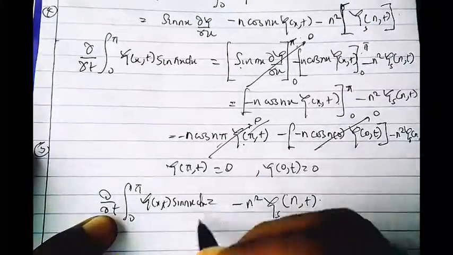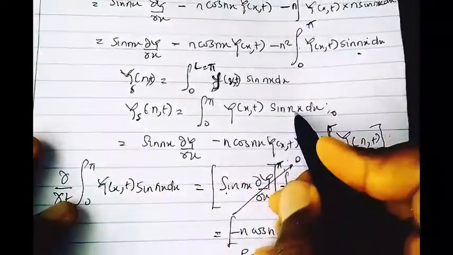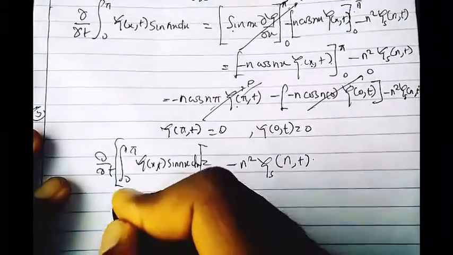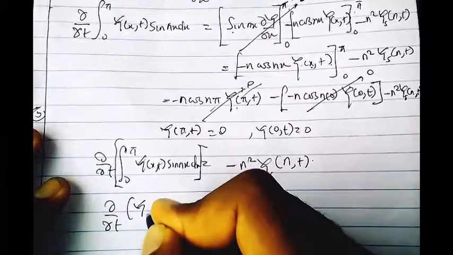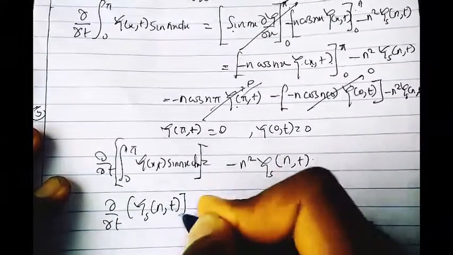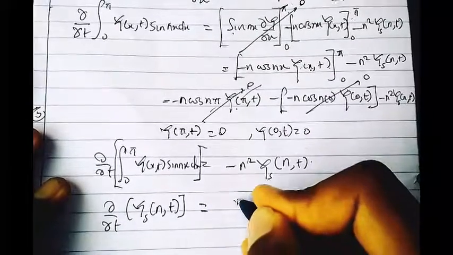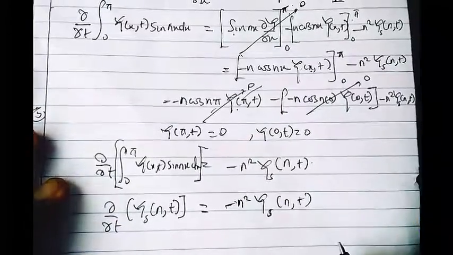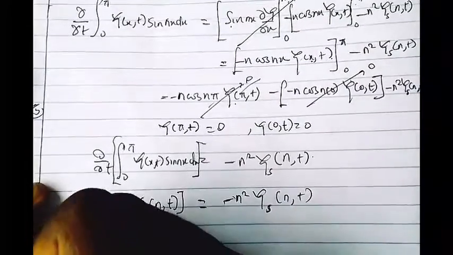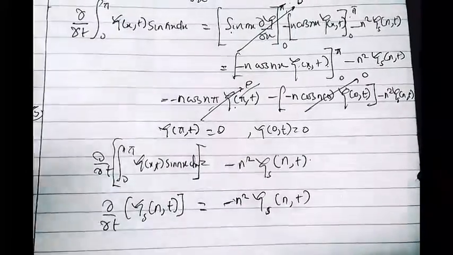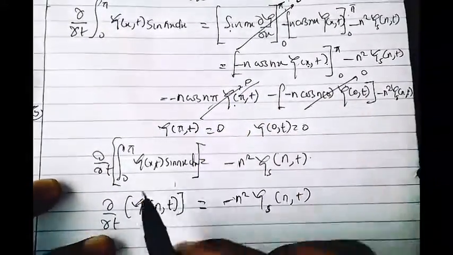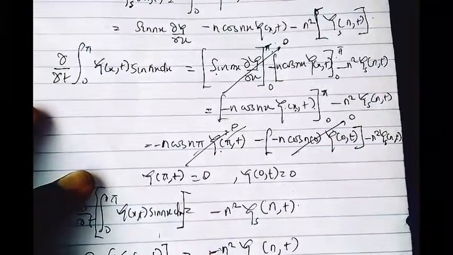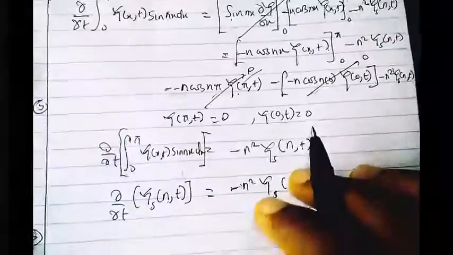Now I can also express this, we said this is equal to this, right? I can express this as my finite sine transform, which is d/dt of y subscript s, which is a function of n and t, equals minus n squared y subscript s, which is a function of n and t. So what I did here was express this as my sine transform and apply my boundary condition. It cancels out my limit.